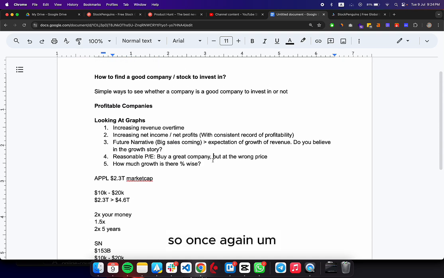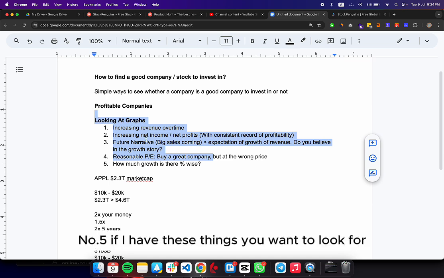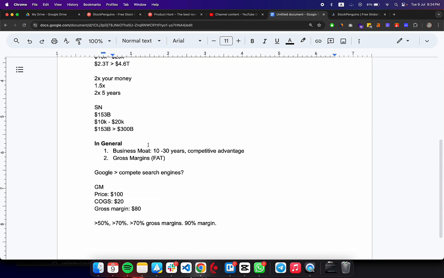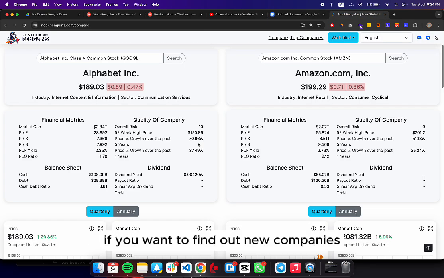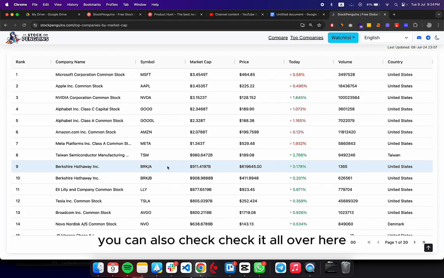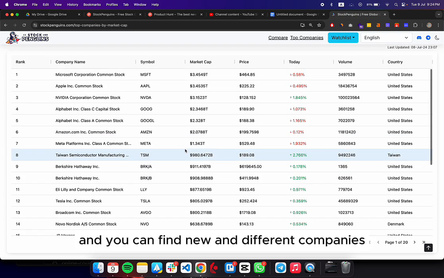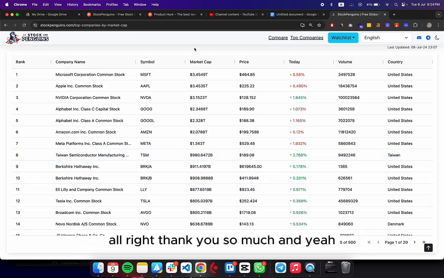So once again, number five of these things you want to look for, and then you want to look for this as well. All right, that's how you use the Stock Penguins app. If you want to find out new companies, you can also check it out over here, and then you can find new and different companies. All right, thank you so much, and yeah.